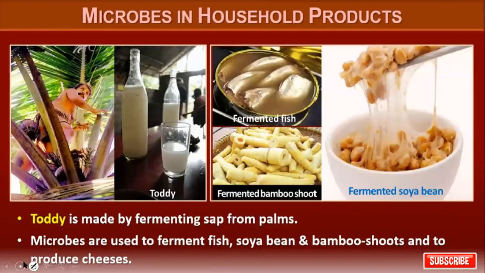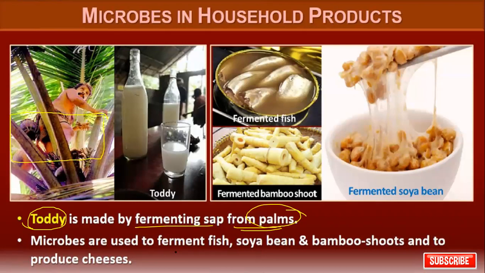Next household product, you can see the action of microbes in the toddy. What is toddy? Toddy is actually different from alcohol, but both have an alcohol content. It is made by fermenting the sap from the palm trees. You might have seen this.